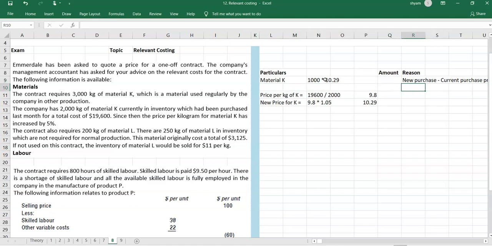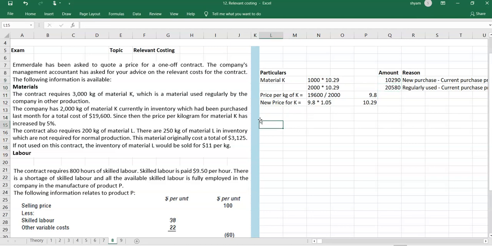Regularly used. So again, if it's going to be regularly used, that will also have the current purchase price. So already in stock is 2000 kgs. So the price will be, so this is the value of material K.